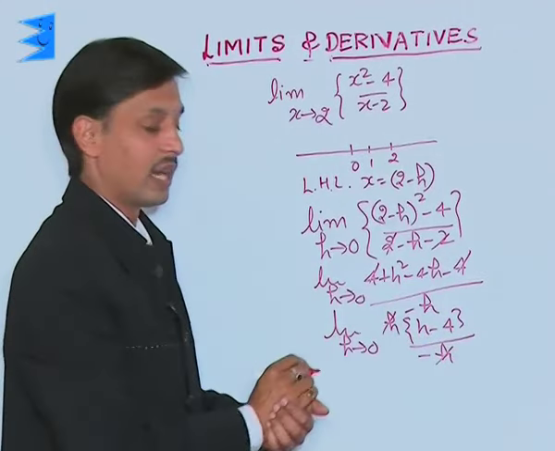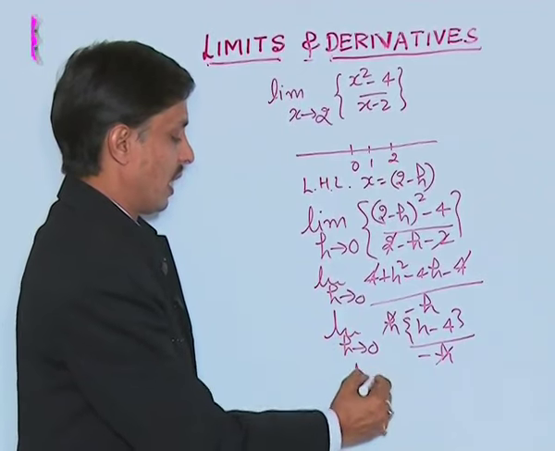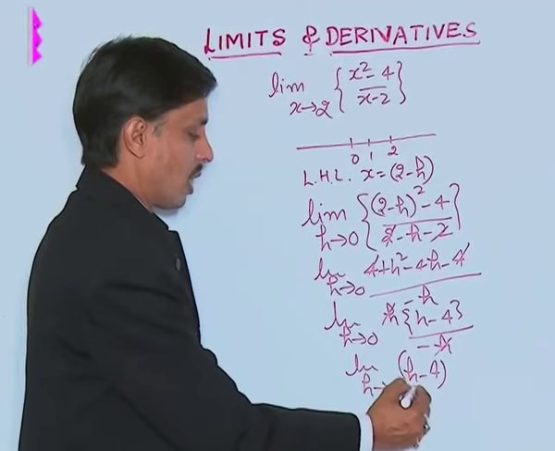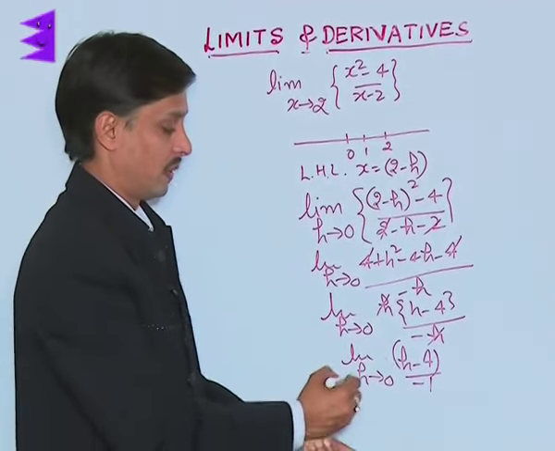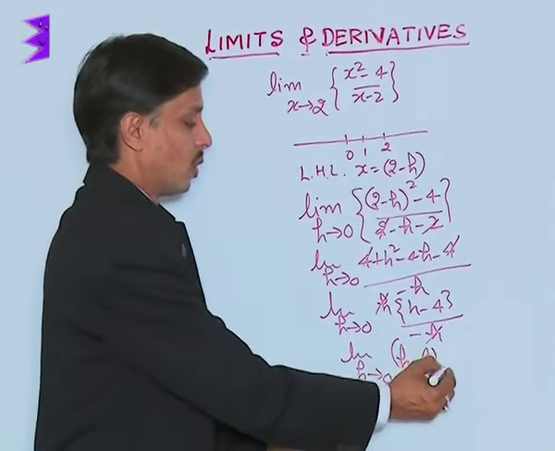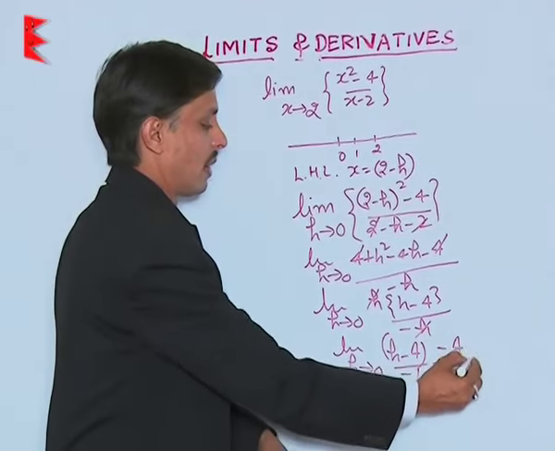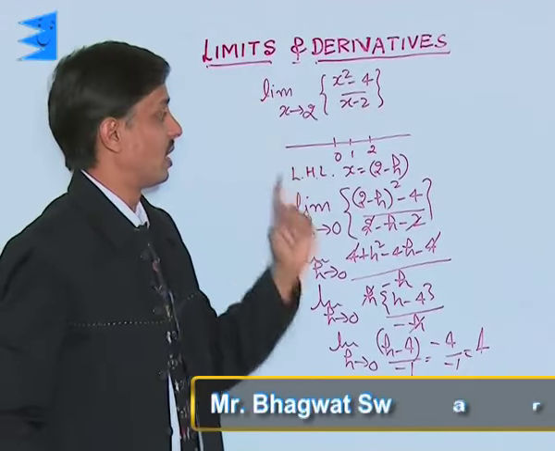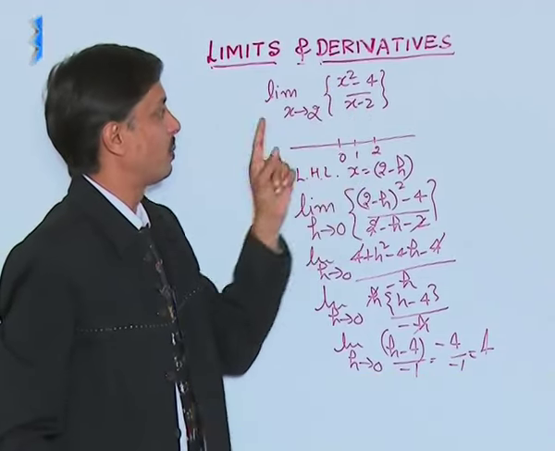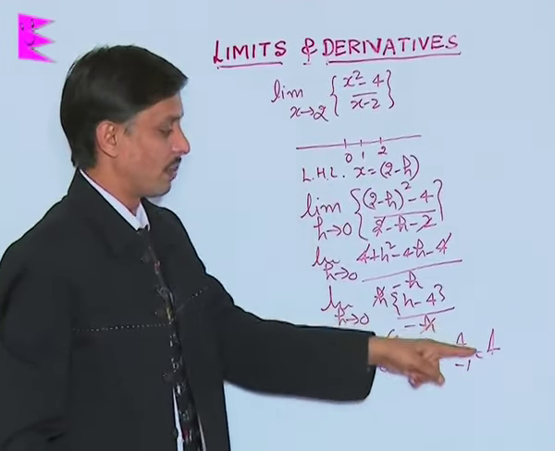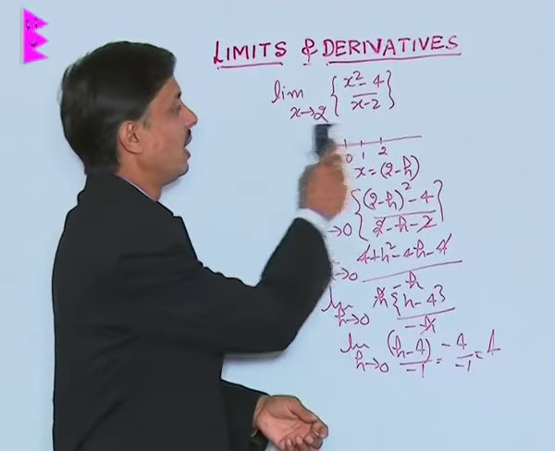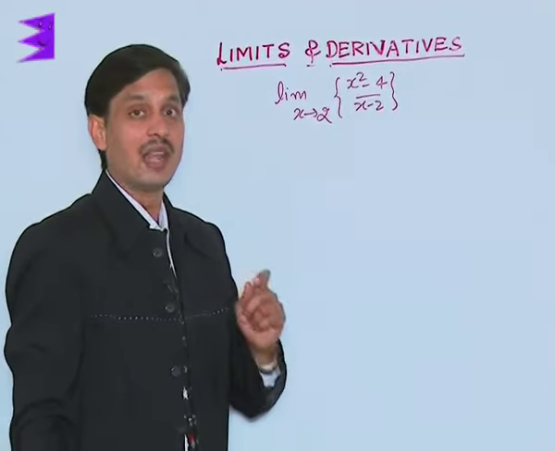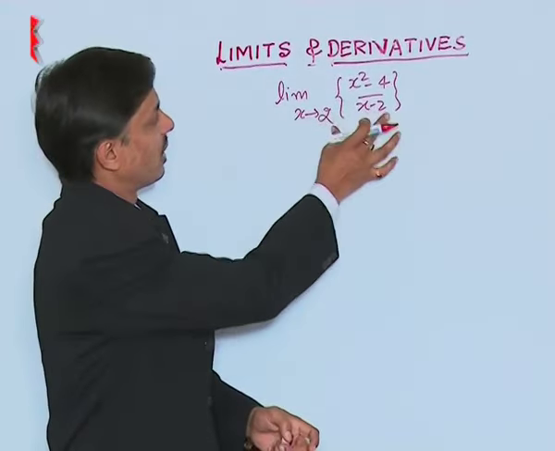This h and h get cancelled. We obtain limit h tending to 0, h minus 4 upon nothing but what? Minus 1. So if we put h as 0, we will get minus 4 upon minus 1, that is what? 4. So the left hand limit of this function x square minus 4 upon x minus 2 at x tending to 2 comes out to be what? 4.